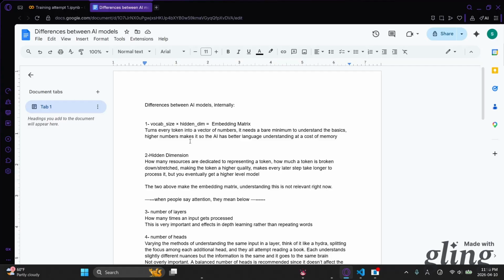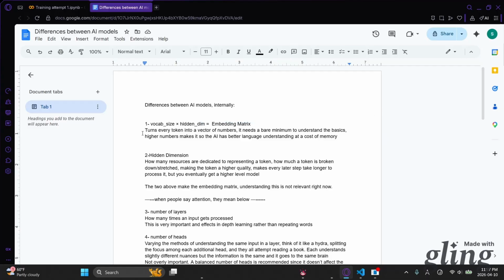I've tried to make it so that, for example, vocab size. This turns every token into a vector of numbers. Basically, every single bit of information that's put in here, the more you can break it down, think of an image. The more pixels it has, the more spread out it is, the better the quality of the final product, right? And that's true for every single item in here. But there's a different amount of gains. For example, the number of layers gains you a lot more than the number of heads, but we'll get into that more as we go through it.